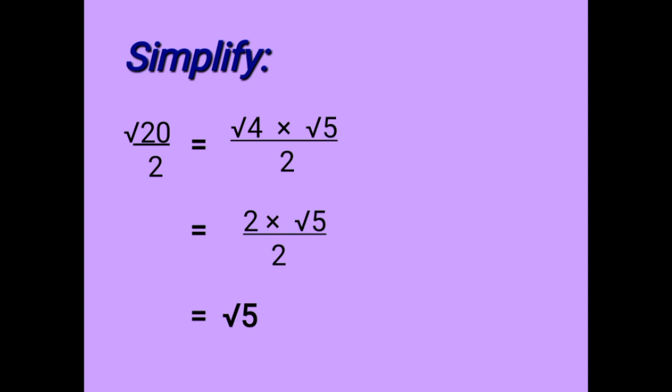Square root of 20 divided by 2. First simplify the numerator, so square root of 20 equals square root of 4 times square root of 5, which is equal to 2 times square root 5. You can cancel the numerator and denominator by 2, which leaves us with the final answer of square root of 5.